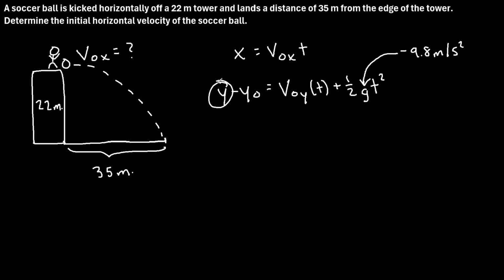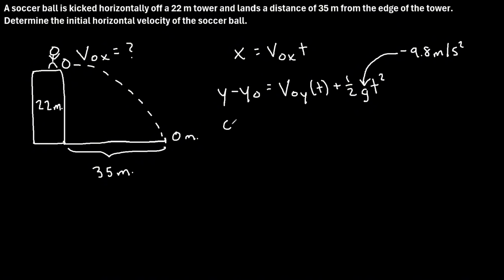So let's go ahead and fill in the values that we know. y, this is the final y position. If we say the ground right here is 0 meters, then the final y position is going to be 0 meters. And we can say the initial y position is all the way up here at the top of the tower at 22 meters.